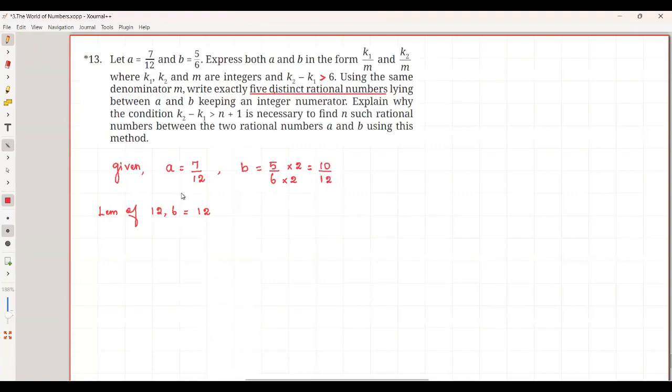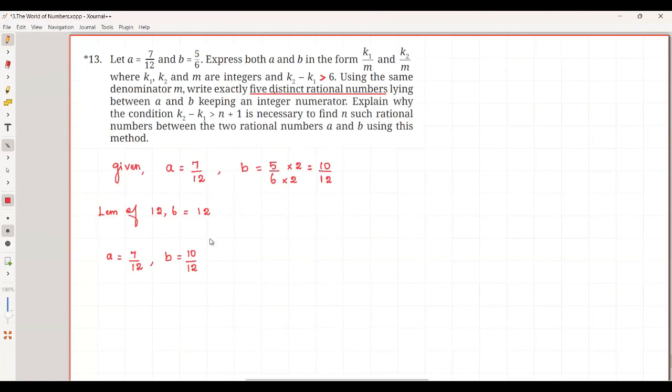Now I have two numbers. One is A, which I can write as A is equal to 7 by 12, comma, and B is equal to 10 by 12. First you check whether you are able to find 5 rational numbers. After 7, we will have 8 by 12, 9 by 12. That's it. Only 2 I am getting.